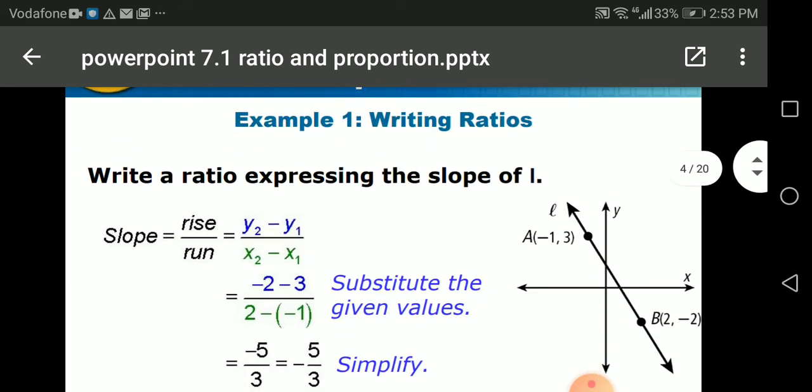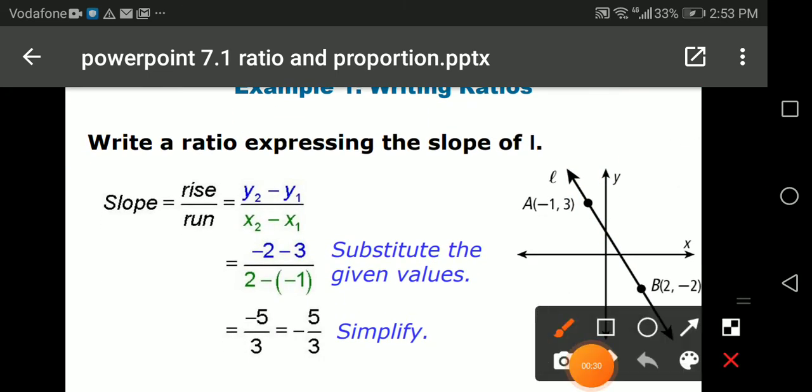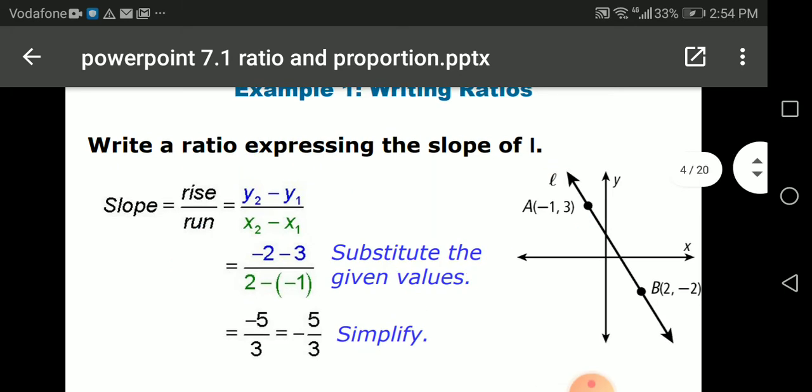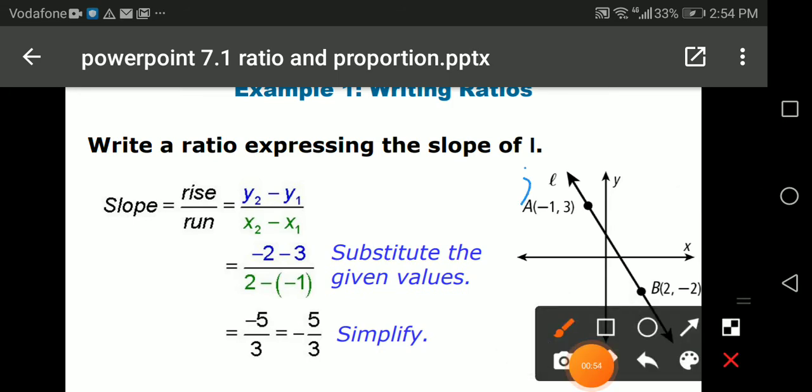If I give you this example: write a ratio expressing the slope of L. So the ratio to express the slope of L. Slope, remember what it means? Slope is rise over run, which means y sub 2 minus y sub 1 all over x sub 2 minus x sub 1. So in this diagram, we have x sub 1, y sub 1, x sub 2, y sub 2.